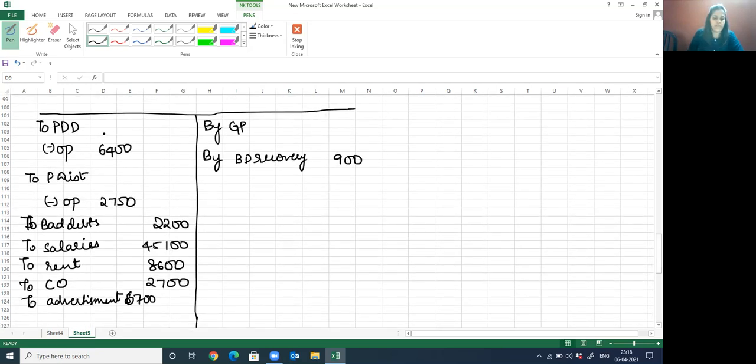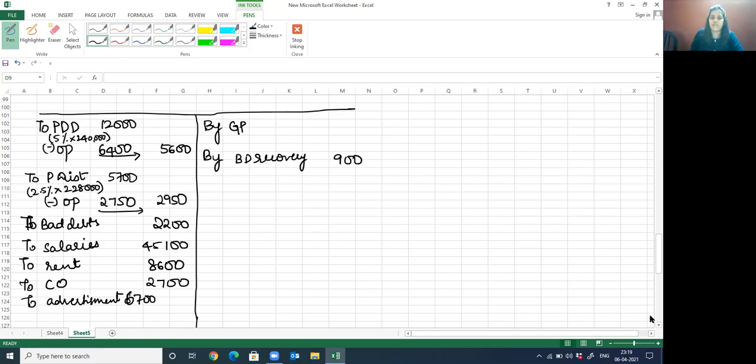So now PDD will be created on the debtors balance. The debtors balance here is given 2,40,000. So 5% of 2,40,000 will be how much? 12,000. So outer column will be 5,600 and 2.5%. So 2.5% after minusing the 12,000, so it will be 2,28,000. So it will be 5,700. So outer column we get 2,950.